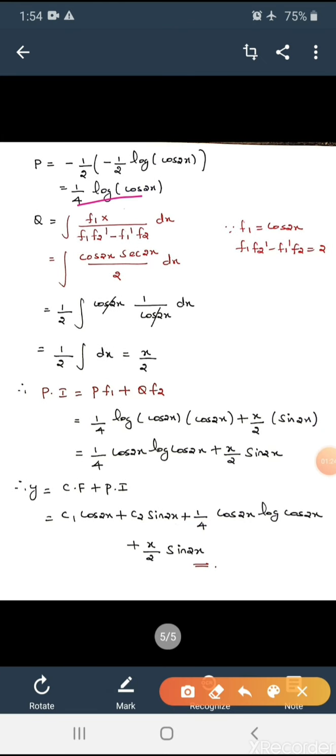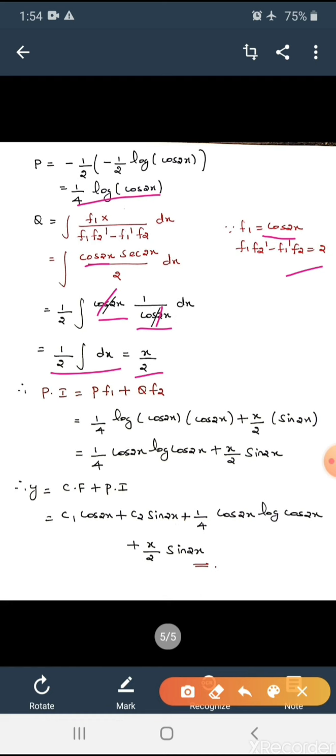Okay, next let us calculate capital Q. It is integral f1 X by (f1 f2 dash minus f1 dash f2) dx. That is equal to integral f1, you substitute f1 value, it is cos 2x into capital X, the right hand side function, which is secant 2x, divided by the denominator as 2, into dx. That is equal to 1 by 2 integral cos 2x into secant, which can be written as 1 by cos 2x, dx. Now we can cancel this cos 2x and cos 2x. Remaining will be 1 by 2 integral dx. We know that integral of dx is x. So we get x by 2.